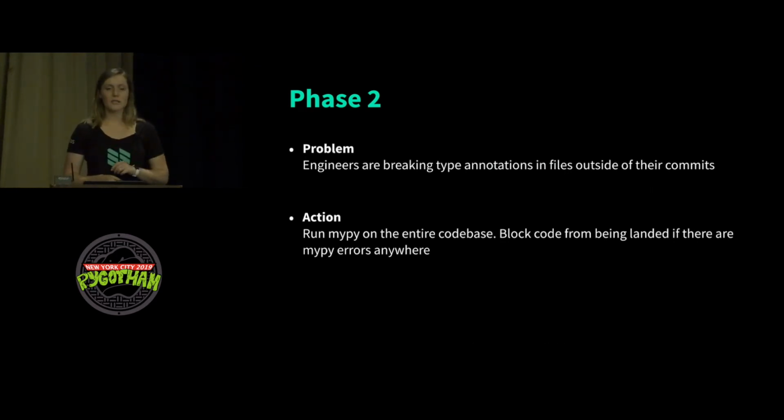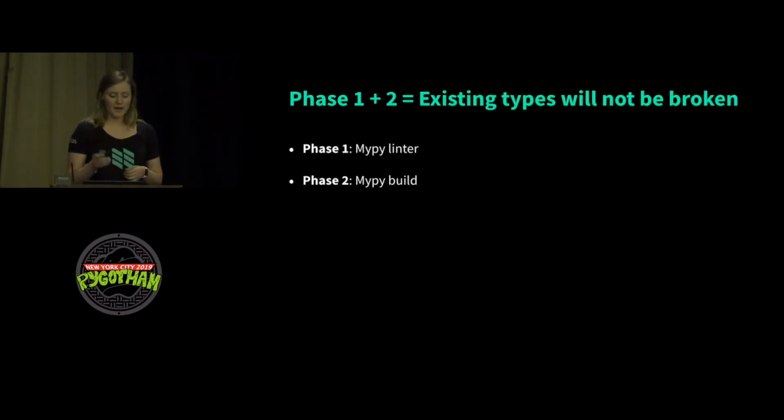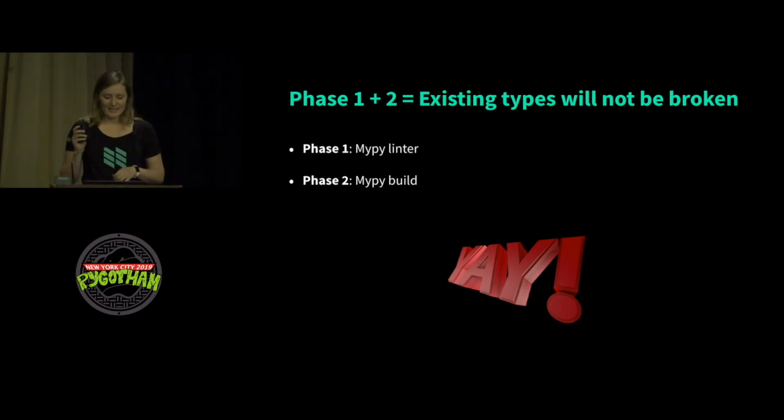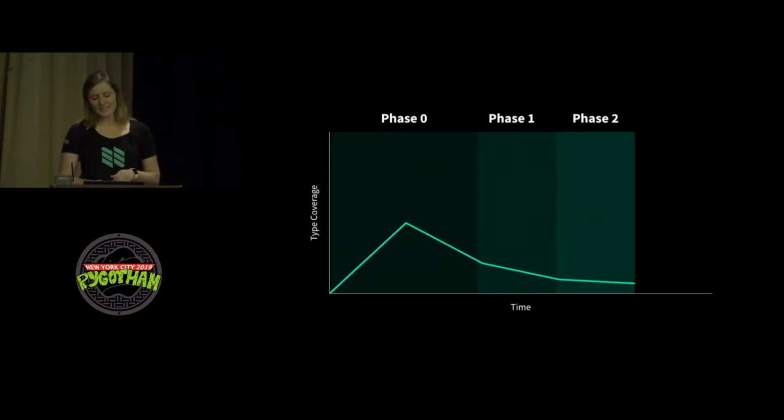We use Jenkins for our CI process, so we just added another build step that runs in parallel with the other builds, and it basically just calls Mypy on our entire code base. And if there are any errors, it blocks that commit from being landed to master. With phase 1, our Mypy linter, and phase 2, our Mypy build, existing types were not going to be broken going forward. But even still, our metric of success was decreasing. Less rapidly, but decreasing nonetheless.